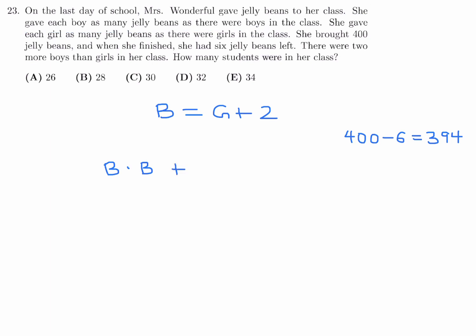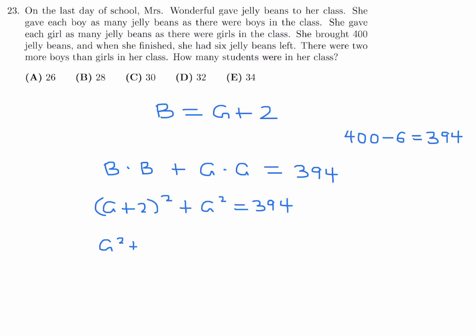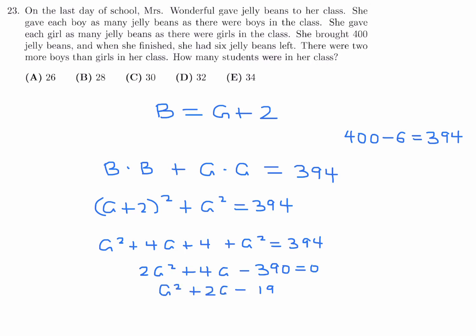And very similarly, for each girl, she gave out G jelly beans. So if there were 5 girls, each of them got 5 jelly beans. And that equals 394. So what we can do is substitute this. And if we do, we get G plus 2 squared plus G squared is equal to 394. This gives me G squared plus 4G plus 4 plus G squared is equal to 394. Put everything on one side and you get 2G squared plus 4G minus 390 is equal to 0. And then divide through by 2 and you get G squared plus 2G minus 195 is equal to 0.